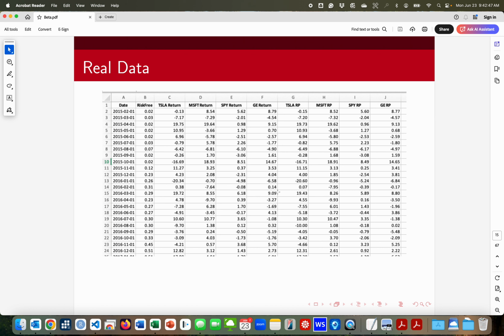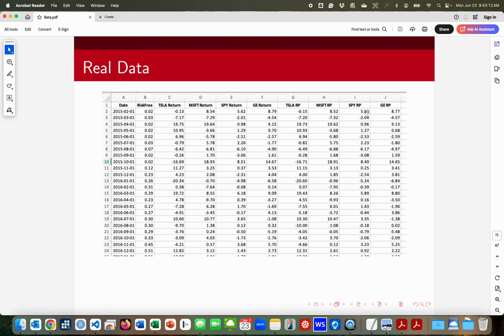So here's some real data. This is going back to 2015, so it's a little bit older. And I used 5 years of data here. What you typically see, like on Yahoo Finance or something, would usually be a 5-year beta. That's what you typically see. So here's the risk-free rate, the Tesla return, Microsoft return, SPY, which is what we're using for the market, and then GE.